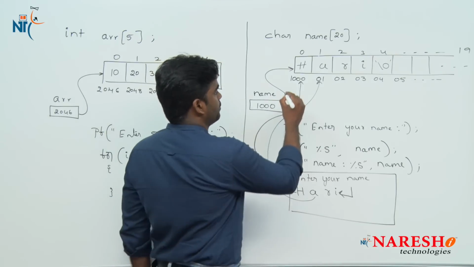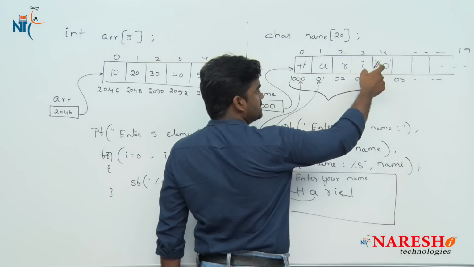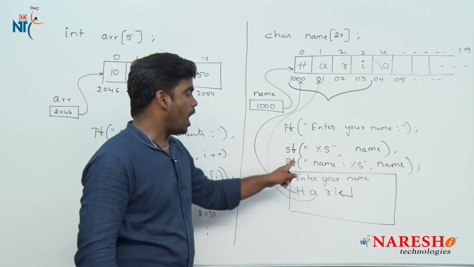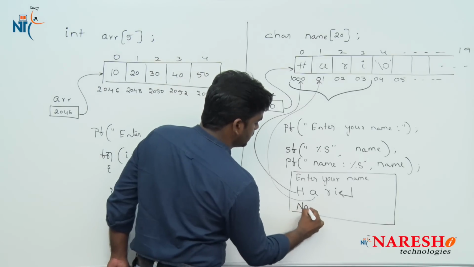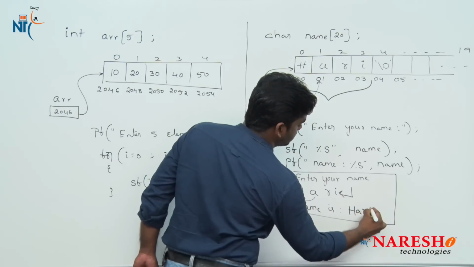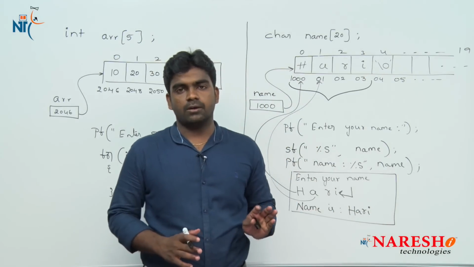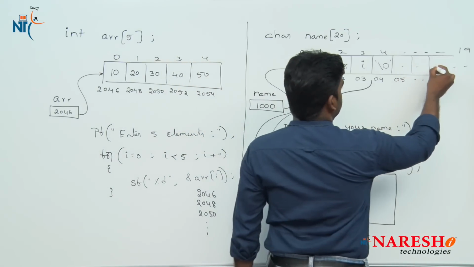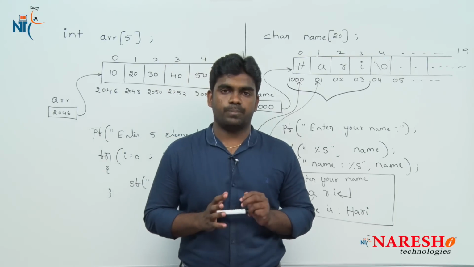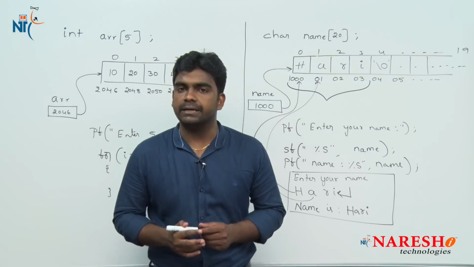Exactly, it has to print only 4 characters, from the first location to the last location. Whenever it reaches the null character, it stops printing. So the output should be, name is Hari, it will print. Whenever it reaches the null character, it will stop printing, or else it contains some garbage values. Garbage values' corresponding characters will come: Hari, after that some plus, multiplication, and other symbols will get printed.